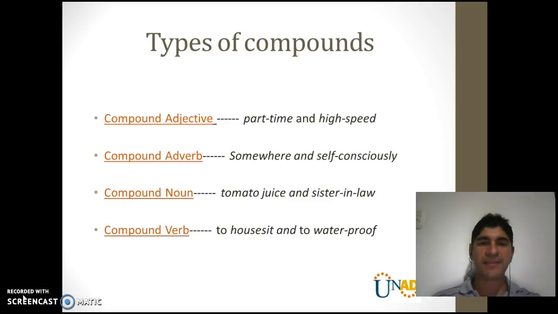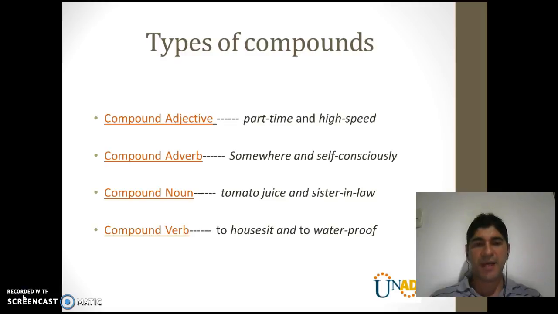We have compound adjectives, compound adverbs, compound nouns, and finally compound verbs. This is the most common, but we have more types of compounds. I'm going to start with the first one, which is compound adjectives. It refers to what modifies a noun. In this case, compound adjective examples could be part-time and high speed.